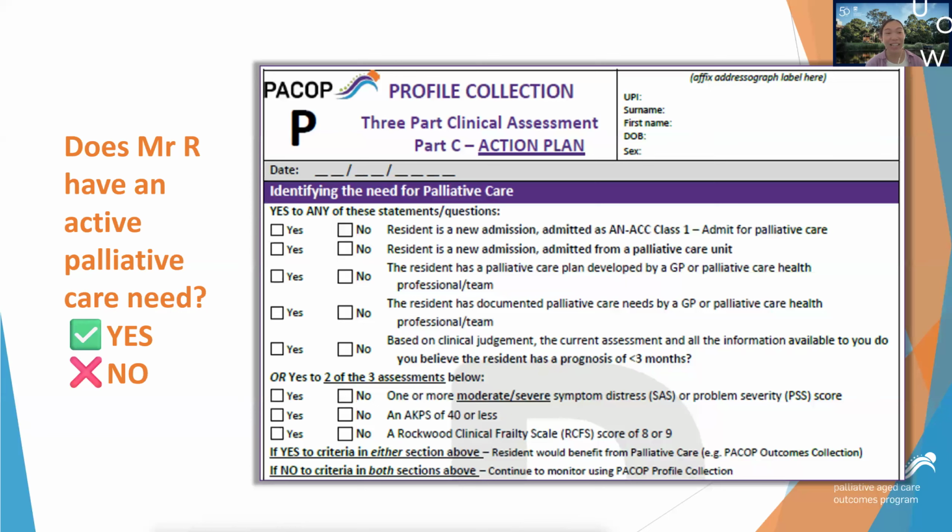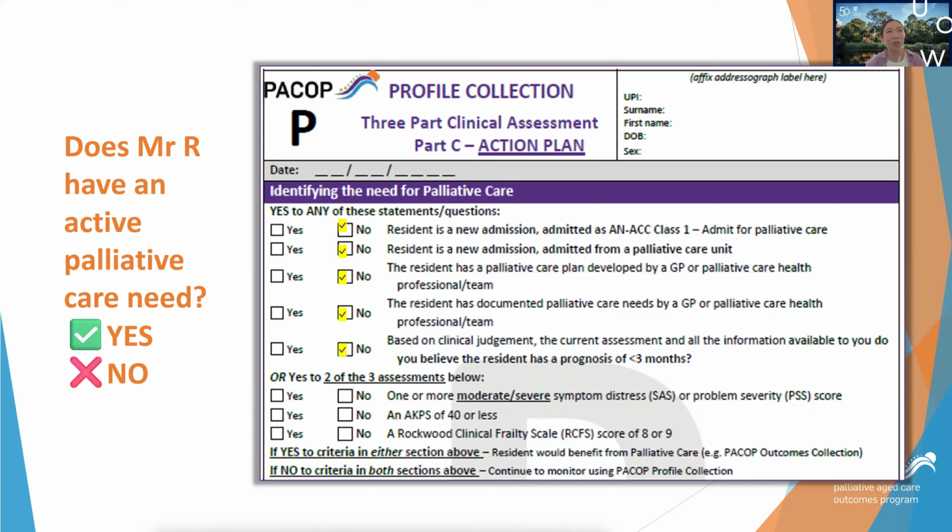Yes, Anita says yes. For now, we don't really have an ANA class 1. He's not an admit for palliative care. Resident not admitted from palliative care unit. There's no palliative care plan that's in place. He's just come home really, and he's just been here for respite. Resident has documented palliative care needs. Not really. Based on my clinical judgment, I don't think so just yet.